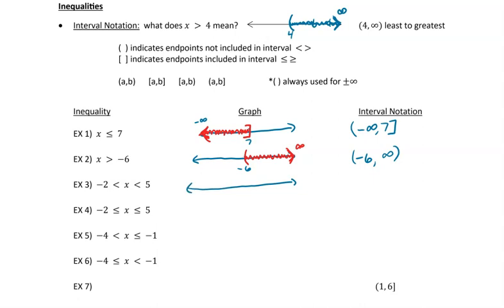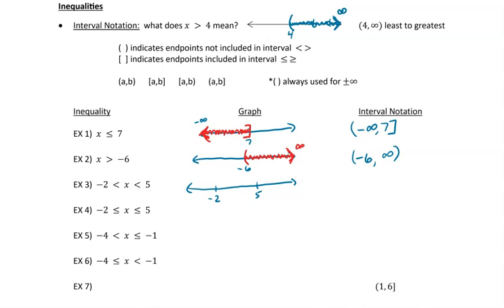Next one's a little trickier. So this time it has two different numbers. It says -2 is less than x, which is less than 5. So this time we're going to go ahead and put both of those numbers, -2 and 5, on our number line.